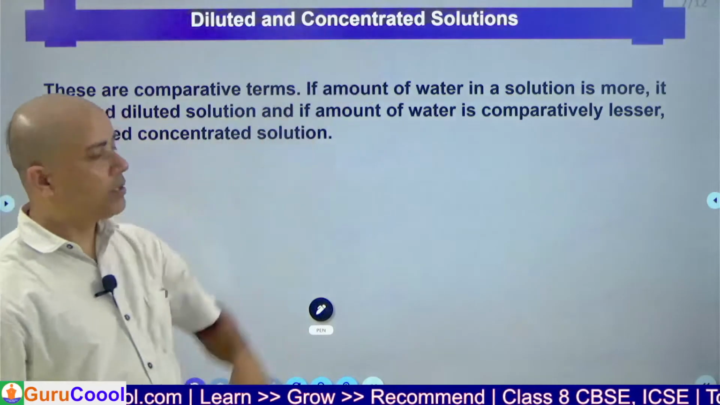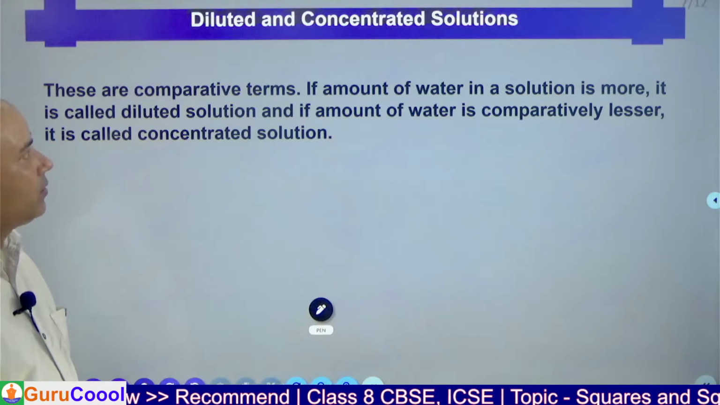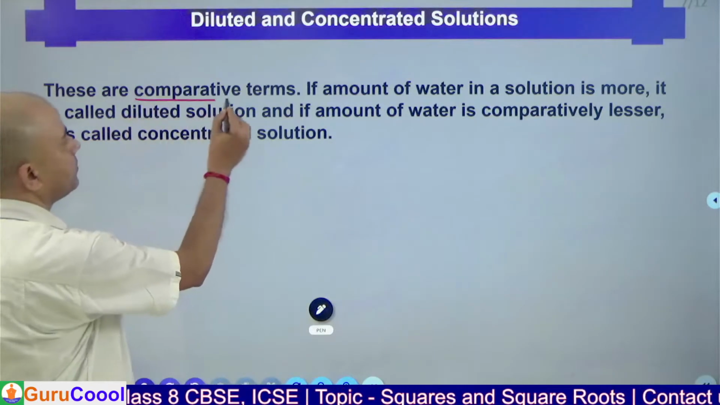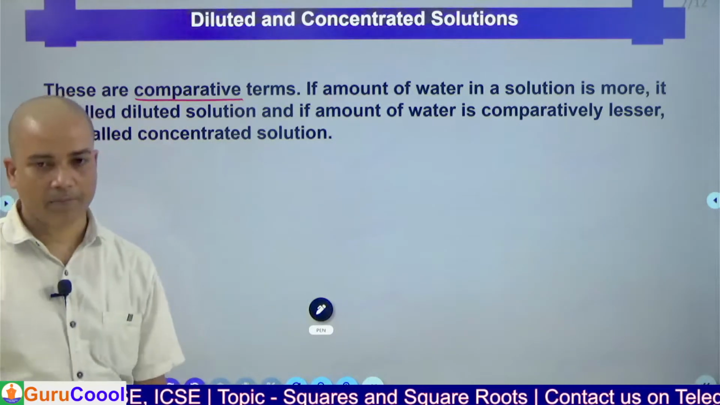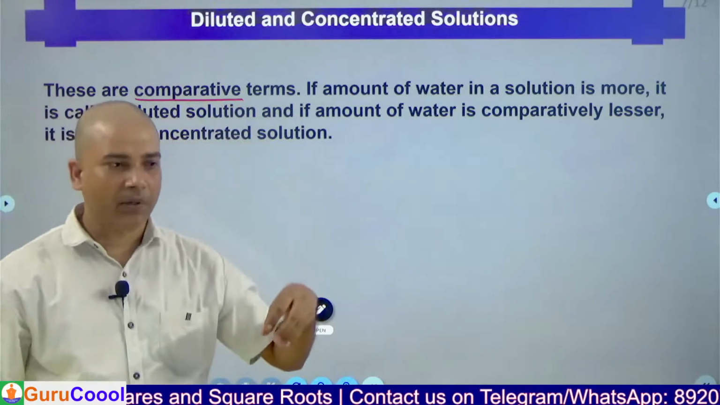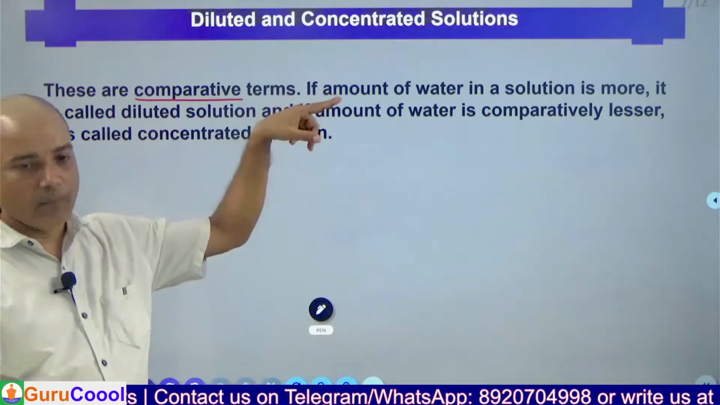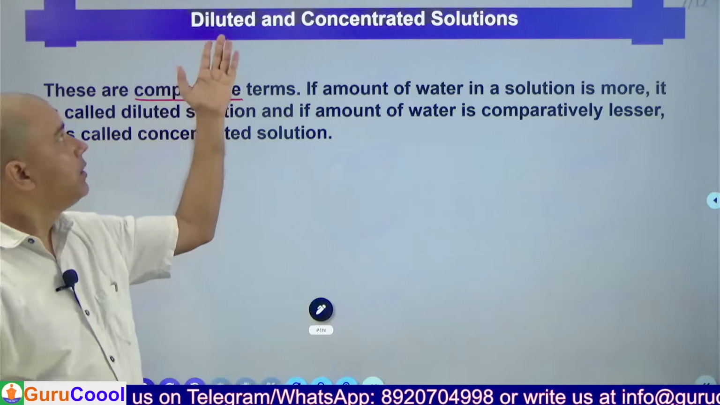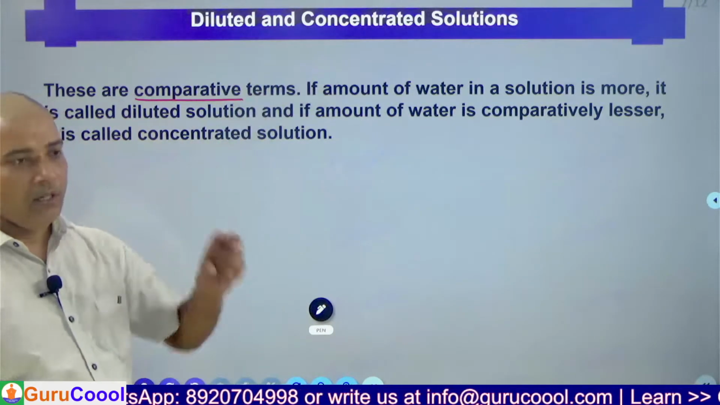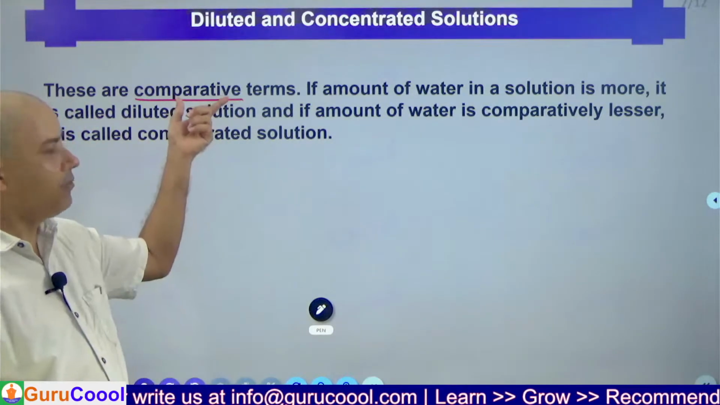Diluted and concentrated solutions, what are these? Actually these two are comparative words. If only one thing is available, we cannot make a decision whether it is diluted or concentrated. If we want to make a decision whether something is diluted or something is concentrated, both of the two things should be available. Two things, because they are comparative words.